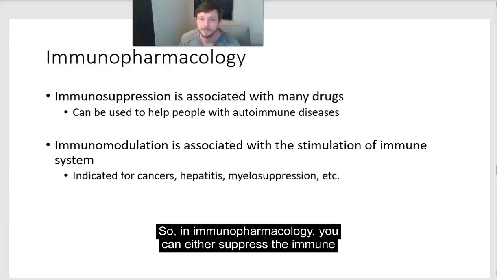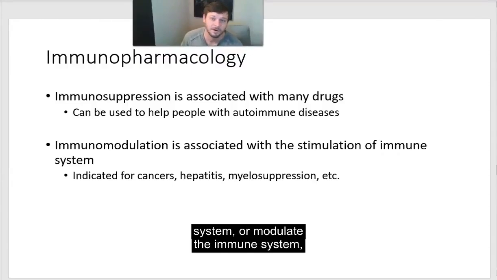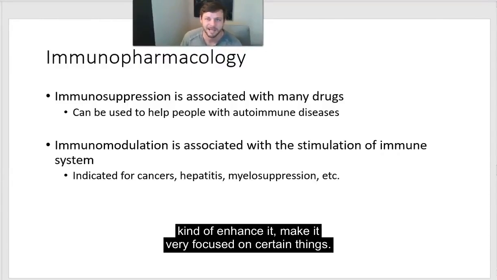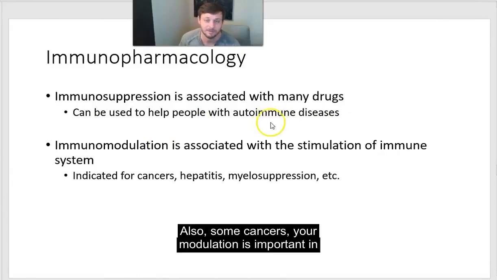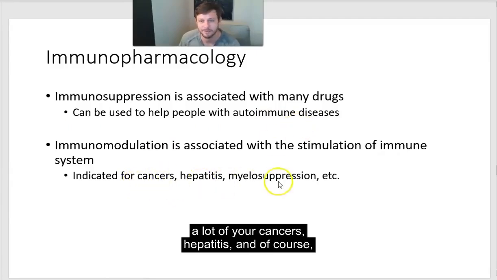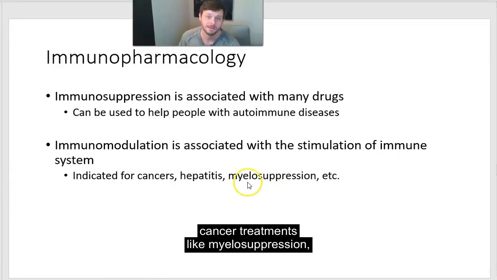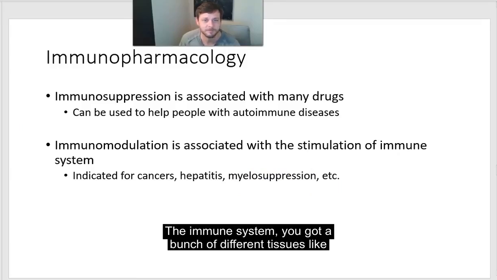So in immunopharmacology, you can either suppress the immune system or modulate the immune system, kind of enhance it, make it very focused on certain things. Immunosuppression is really important in people that have autoimmune disease, also some cancers, while modulation is important in a lot of your cancers, hepatitis, and of course, cancer treatments like myelosuppression or side effects.